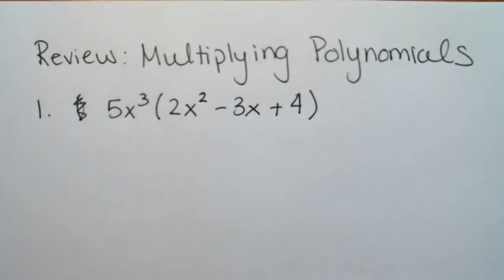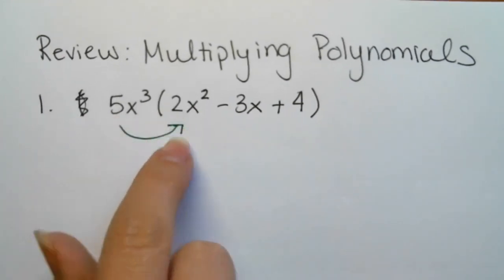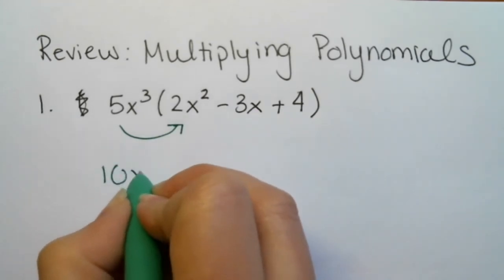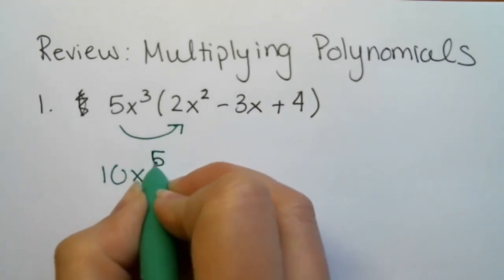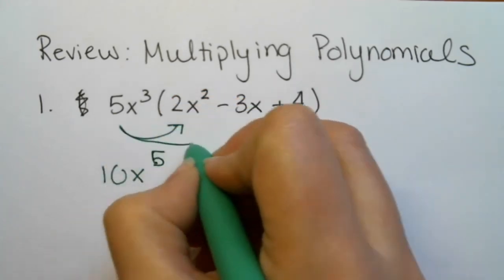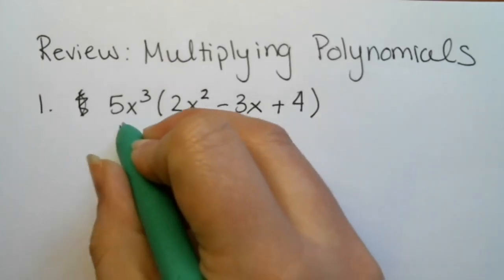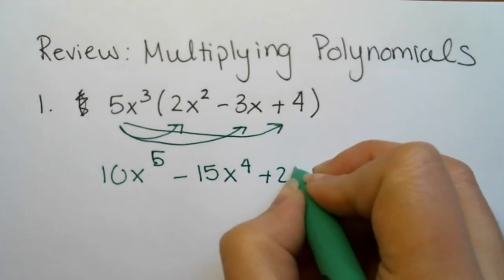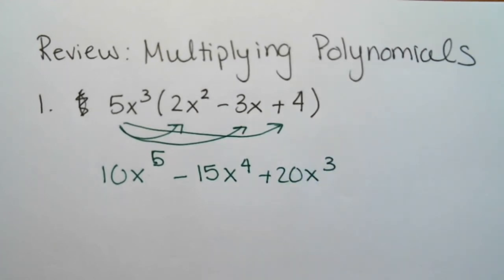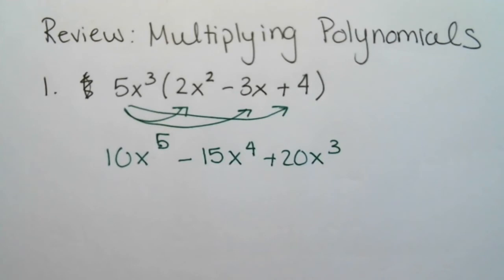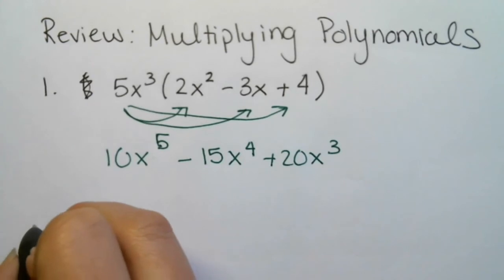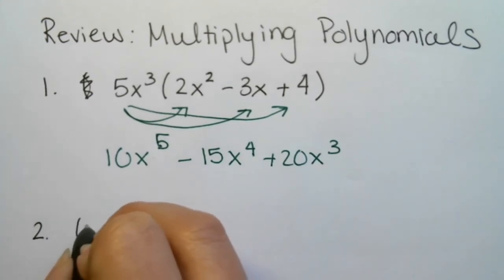Remember, when you are multiplying something like this, you are just going to distribute. So 5x cubed times 2x squared is going to be 10x to the 5th. Then when we multiply here, we get negative 15x to the 4th. And when we multiply here, we get 20x cubed. This type of distribution is the template for all other polynomial multiplication. So let's look at a bigger example.